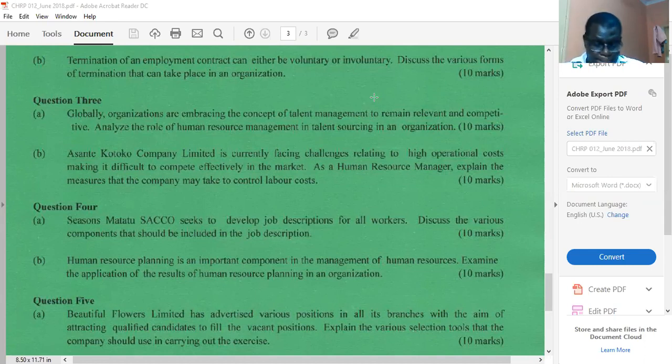Number one. Effective recruitment and selection. Qualify that.